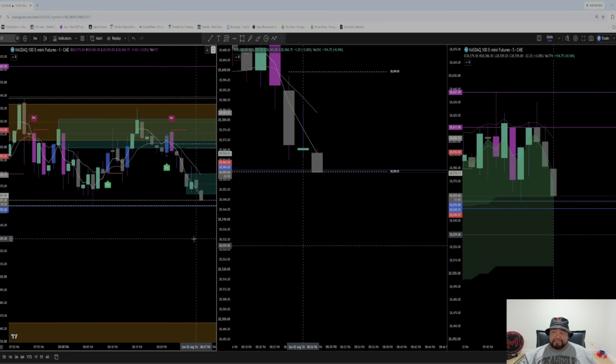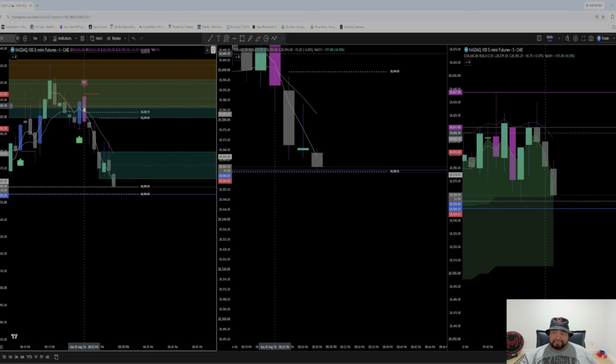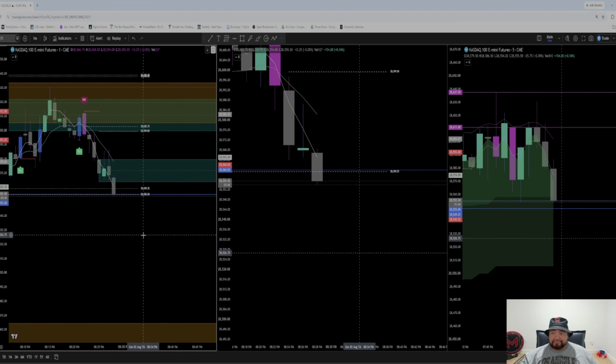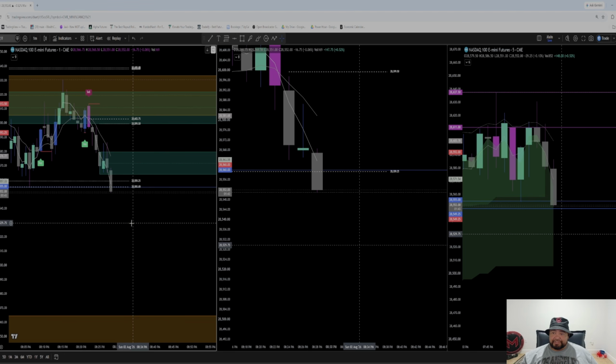That's a nice short, guys. That was a nice short right here again. This is the power of gravity zones. My biggest confluence. There goes 550.